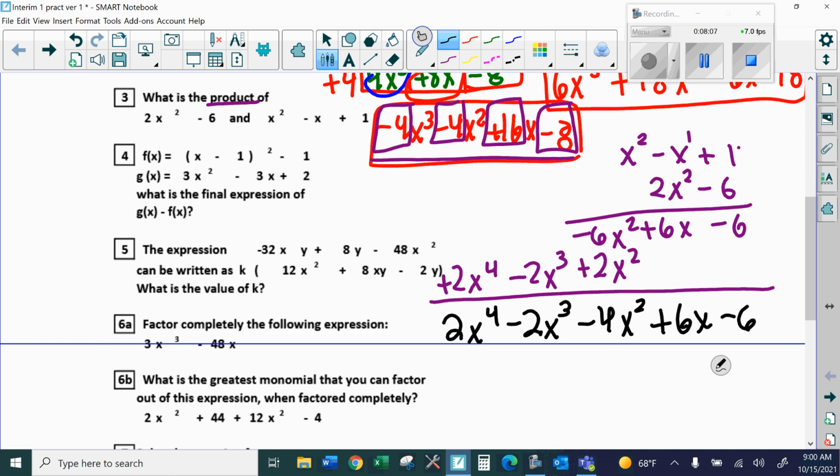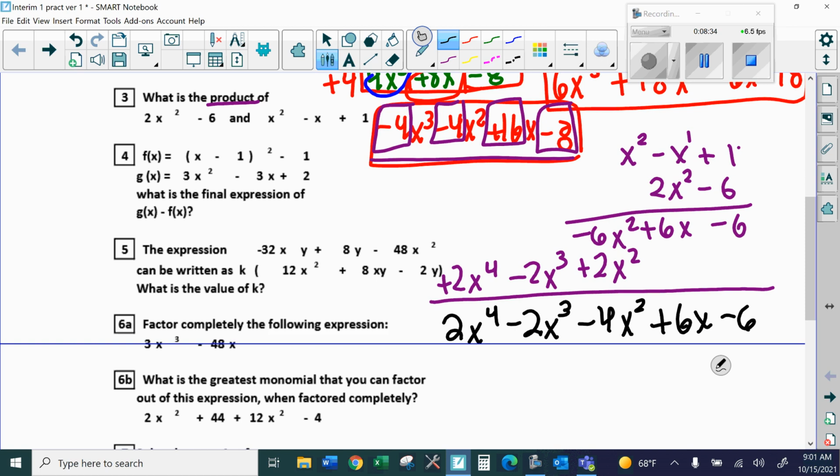All right, number 4, function notation again. And this is what's the final expression of g of x minus the f of x. So I have to first multiply this out, get that answer, and then subtract that from the g of x. Okay, so you have to pay attention to the order. They're doing g of x minus the f of x. Even though the f of x is on top, you're not just subtracting down. Pay attention to the order.